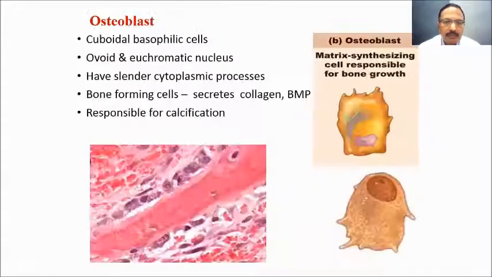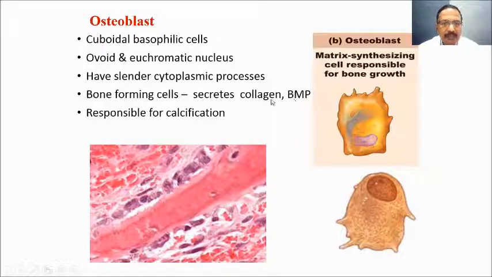Coming to osteoblast cells, as I told, the osteoprogenitor cells differentiate into osteoblasts. They are cuboidal with a basophilic cytoplasm. You can see in this picture the basophilic cytoplasm, because of a lot of rough endoplasmic reticulum. They have cytoplasmic processes, and they secrete collagen and other osteoid material around them.